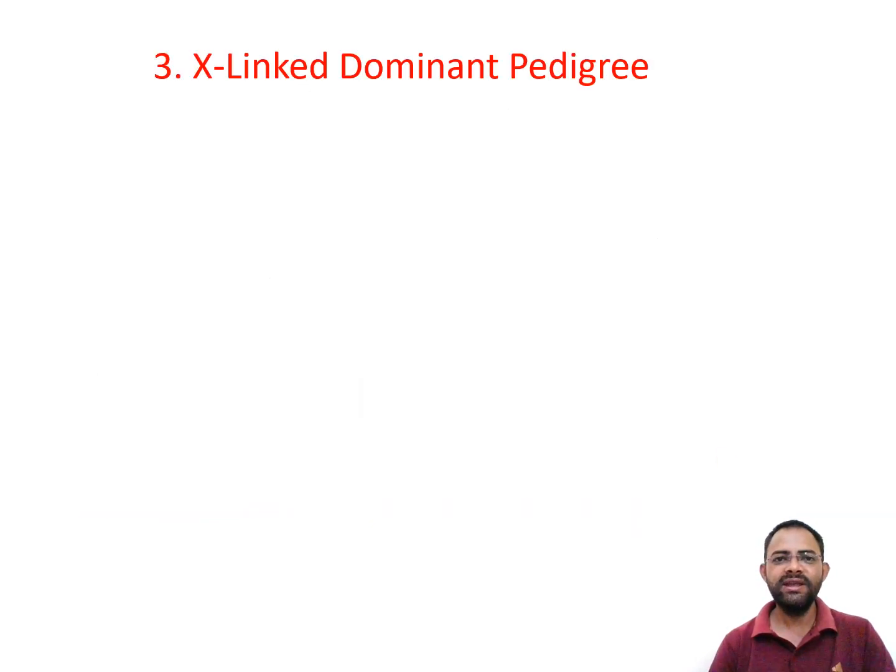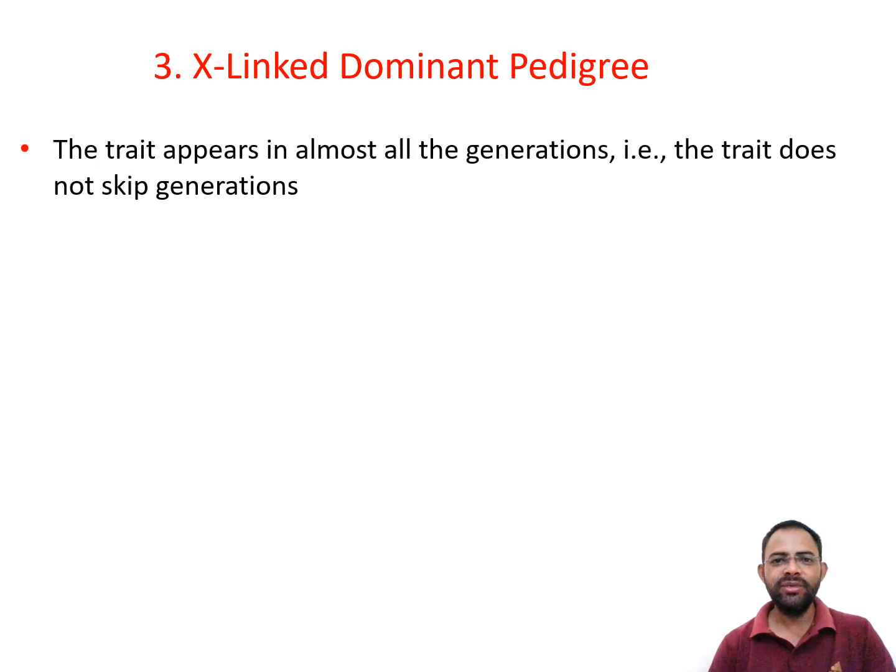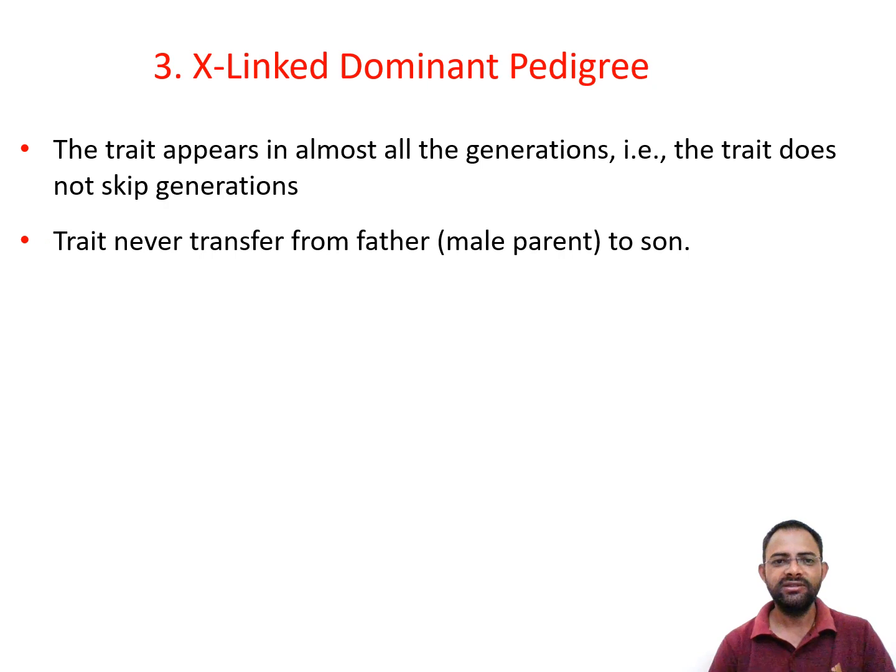Now, the third one is X-linked dominant pedigree. The characteristics of such inheritance are, the first one is, the traits appear in almost all of the generations. That is, the trait does not skip generations. The second important thing is, the traits never transfer from father to son, means male parent to son. This is a very important point to be noted here.